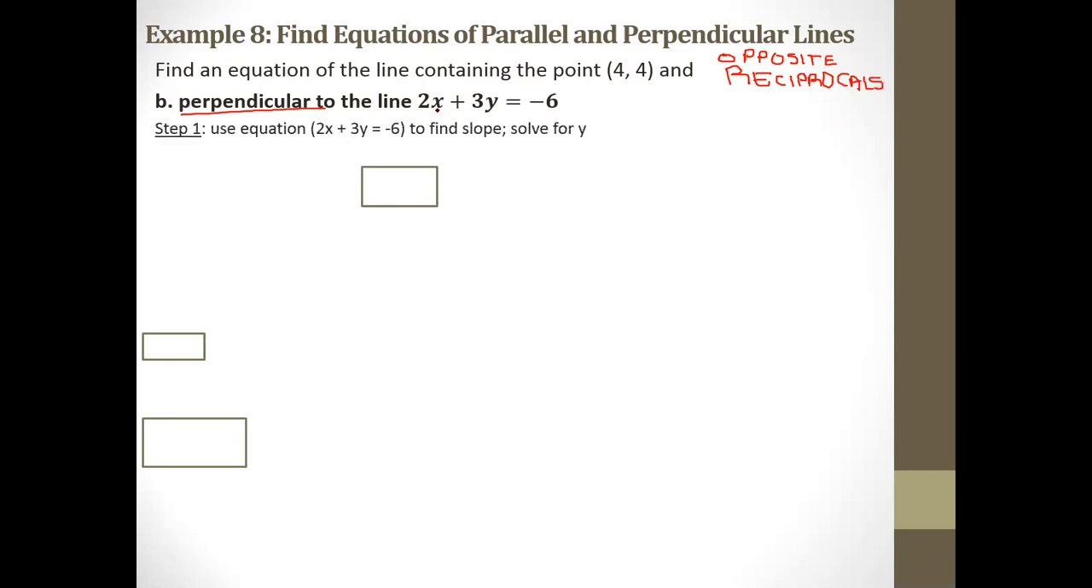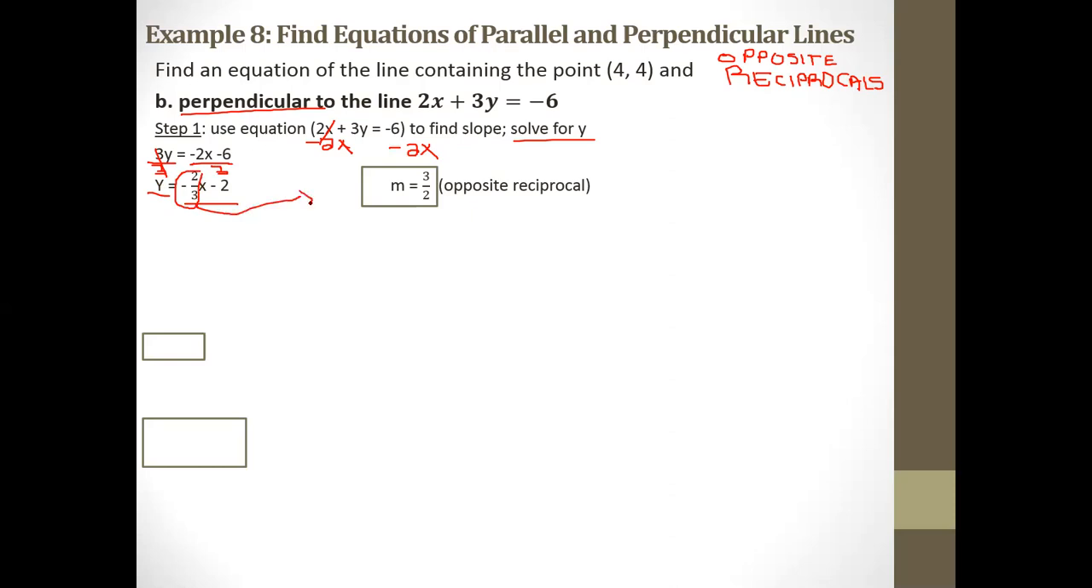We're using this equation that we were given, 2x plus 3y equals negative 6, to find the slope. In order to find the slope, we're going to solve for y. Just like we did before, we're going to subtract the 2x from both sides of the equation. And when we do that, we'll get 3y equals negative 2x plus 6. And then we're going to divide by 3 on both sides, and that's how we get y by itself on the left, equals negative 2/3 x plus 2. Negative 2/3 is our slope.